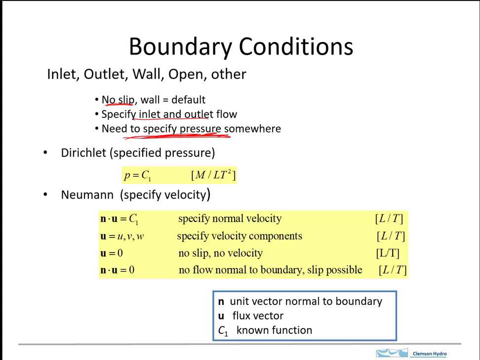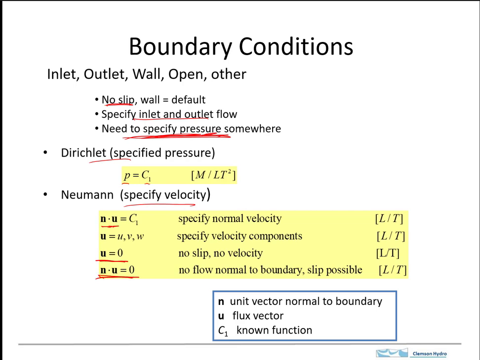So these are the different conditions. You could specify the pressure on the boundary, or you could specify the velocity. So this is the normal velocity, and you could also specify velocity components. And in some cases, the velocity would be 0, and that would be a no flow condition, no flow perpendicular to the boundary. There's also this condition where the velocity itself is equal to 0. So that means that the velocity goes to 0 at the boundary.